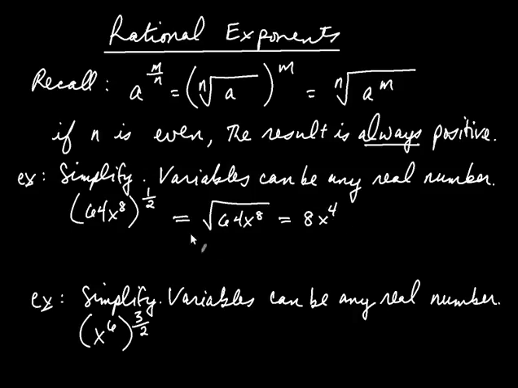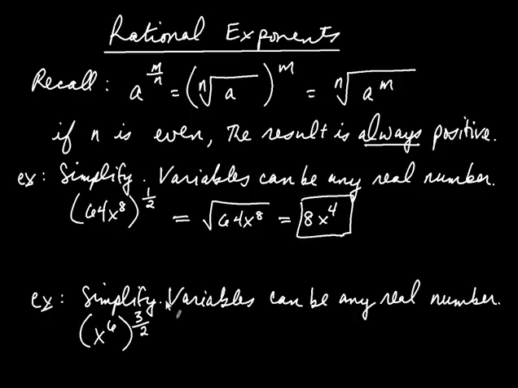Now, the point to keep in mind is that because the denominator was even, the right-hand side has to be positive. Now, x to the 4th is already positive because when you take any number, positive or negative, and raise it to the 4th power, you get a positive. We don't have to worry about it in this problem. But keep in mind that sometimes the right-hand side has the potential to be negative, and then you have to think a little more about that.